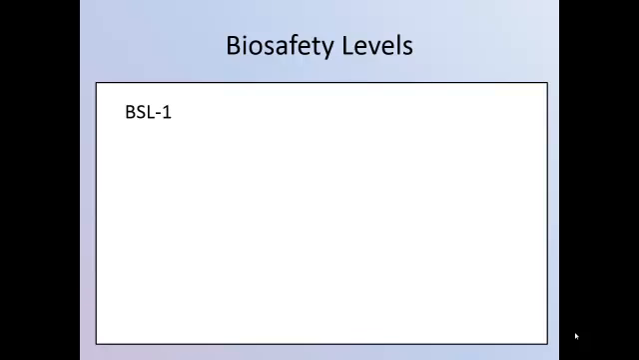Biosafety level 1, basically that's our lab here at the school. We're working with non-pathogens or microbes that have a very low virulence. An example would be lab strains of E. coli that we use, Staphylococcus epidermidis, a common skin bacterium that has very low virulence unless you're replacing a hip or something like that.